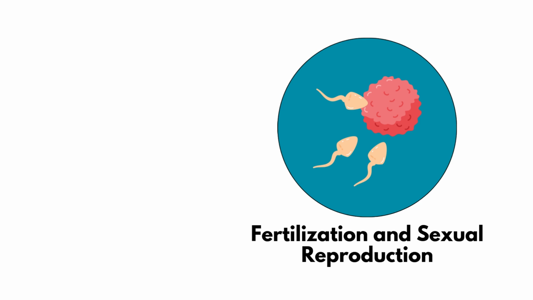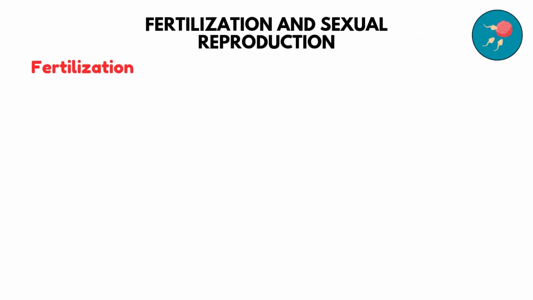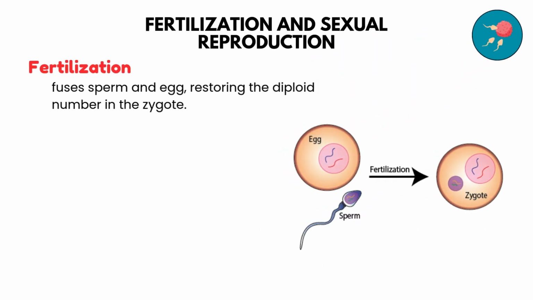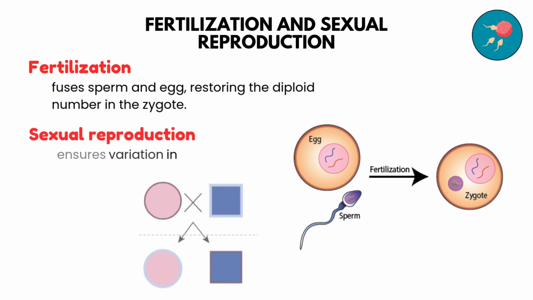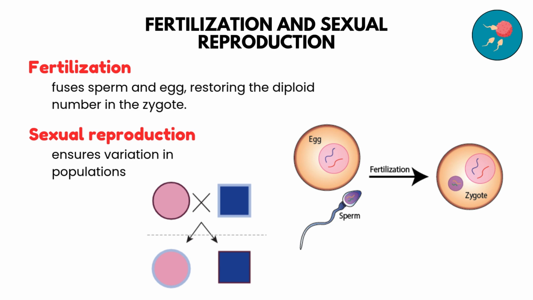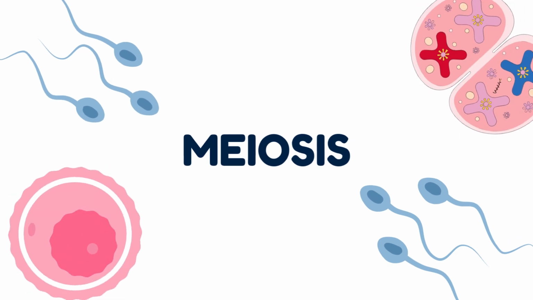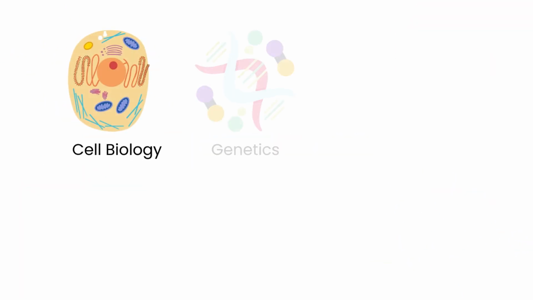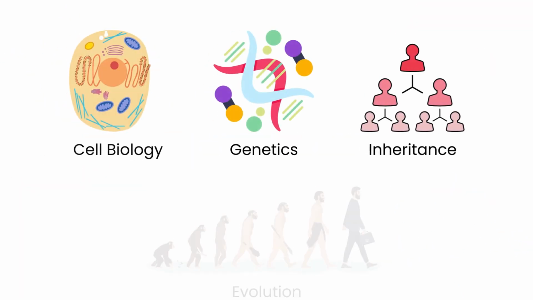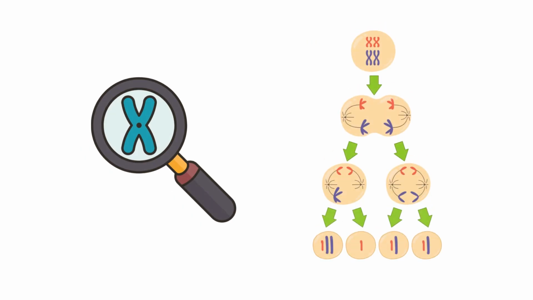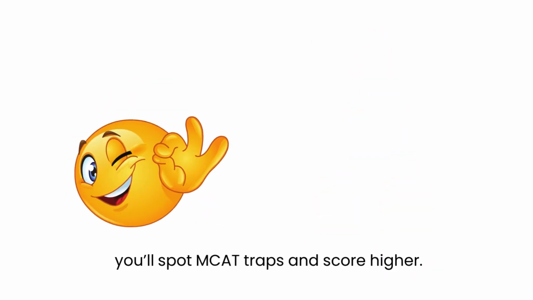Fertilization and sexual reproduction. Finally, fertilization fuses sperm and egg, restoring the diploid number in the zygote. Sexual reproduction ensures variation in populations, a concept tied to evolution questions on the exam. Meiosis is high yield because it ties cell biology to genetics, inheritance, and evolution. If you can track chromosome numbers through each phase and know where genetic diversity comes from, you'll spot MCAT traps and score higher.